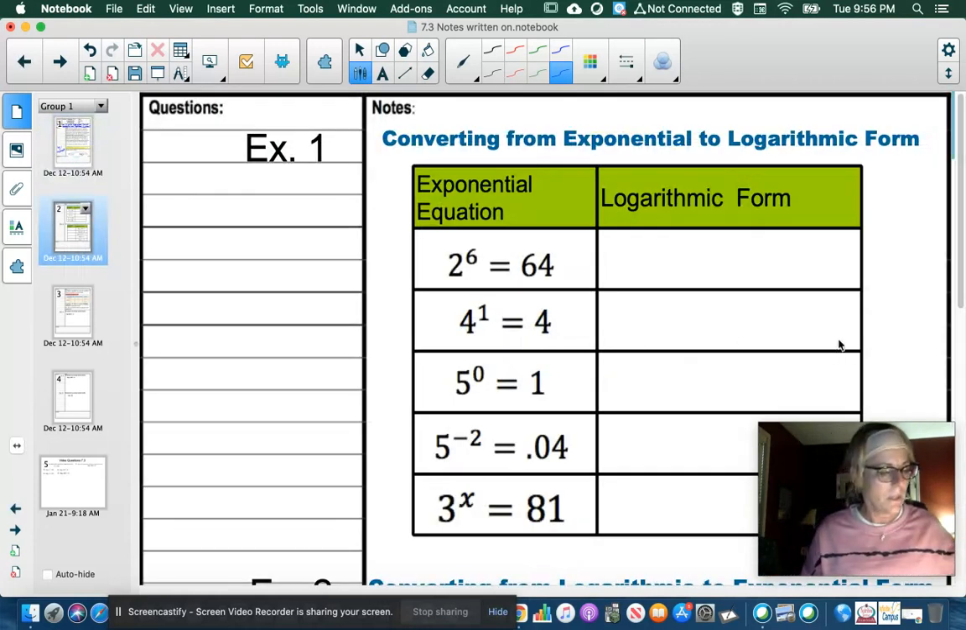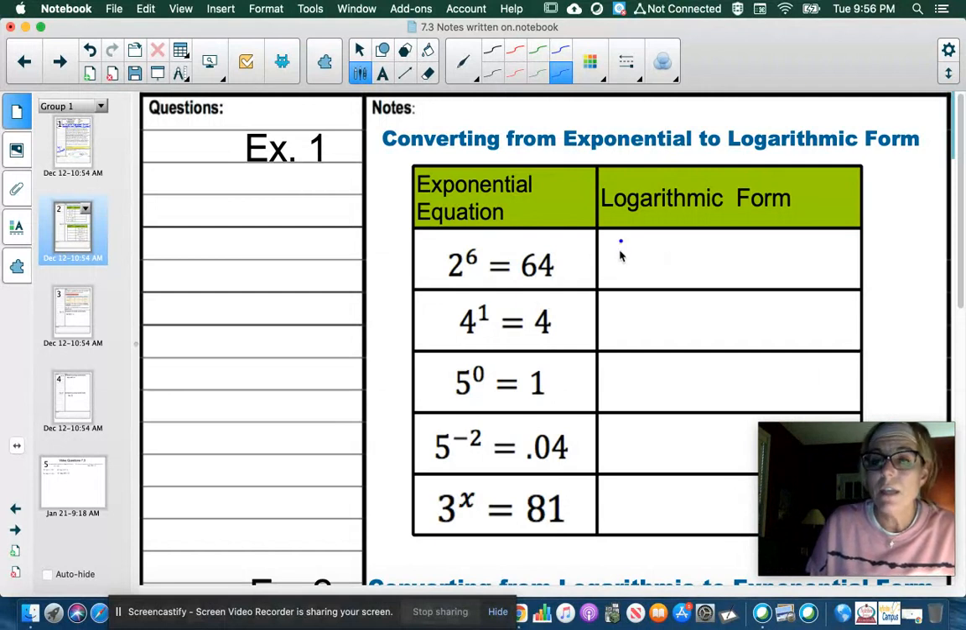All right. Example number 1. We're going to convert from exponential to logarithmic form. Well, first of all, we need log. The base of the log is the same as the base of the exponential, which is 2. So that's a little 2 that goes right there. Not a big 2 next to the log. It's a little subscript. Now I leave a space, log equals exponent. The exponent is a 6.